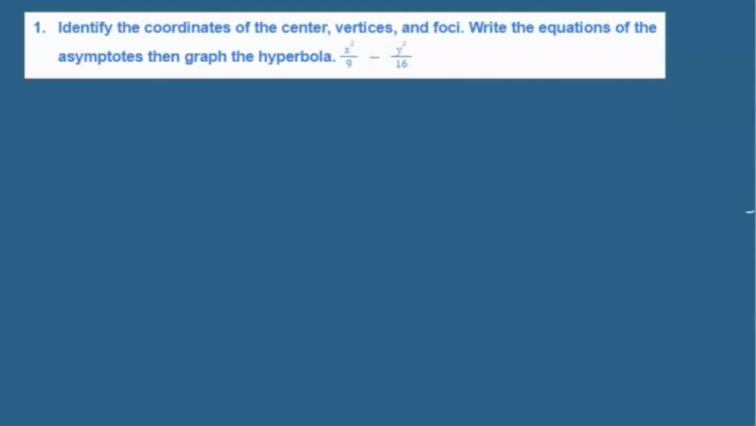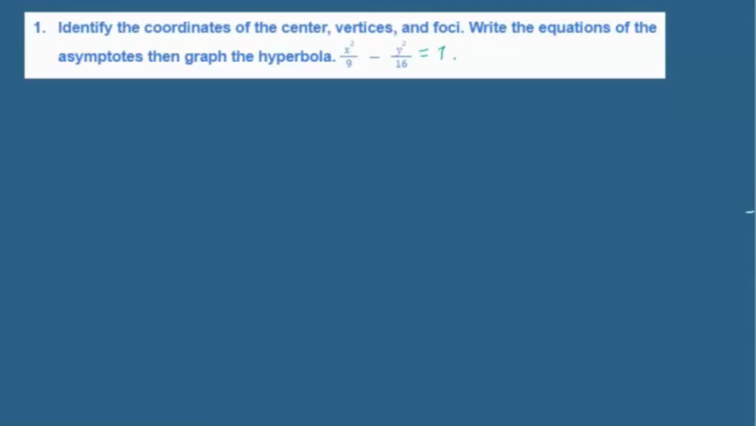Hello, for this video, we're going to solve problems about hyperbola. Number 1, identify the coordinates of the center, vertices, and foci. Write the equations of the asymptotes, then graph the hyperbola of x squared over 9 minus y squared over 16 equals 1.